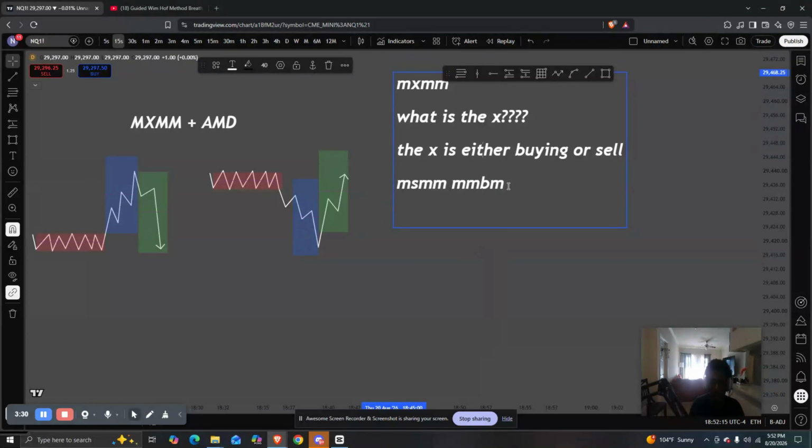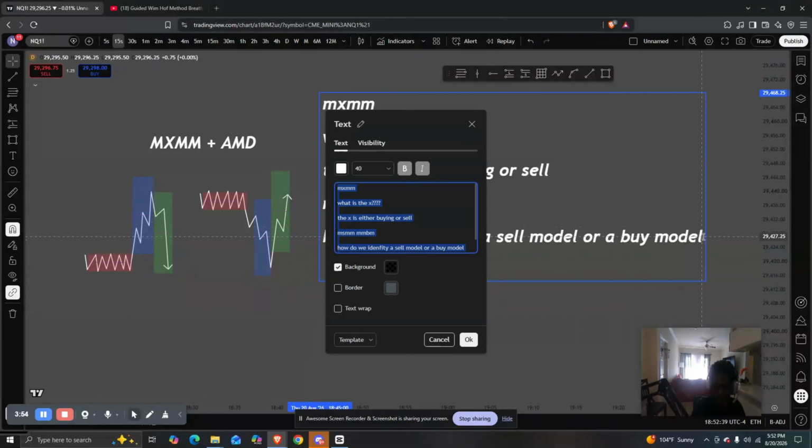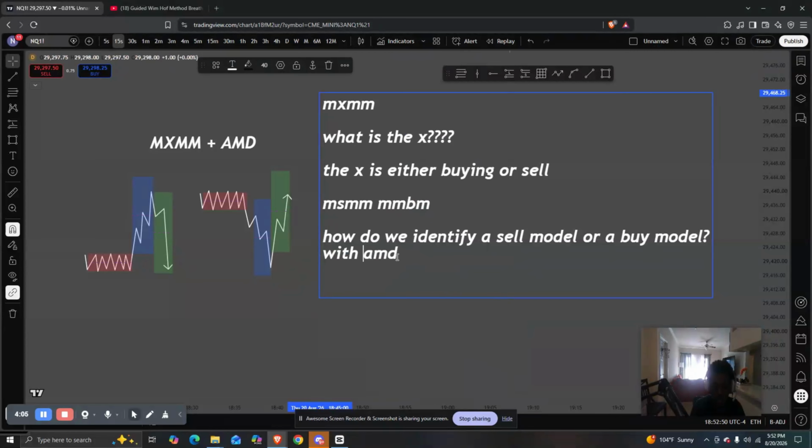So how do we identify them? That's where AMD comes in. How do we identify a sell model or a buy model? That is with AMD. So what is AMD?